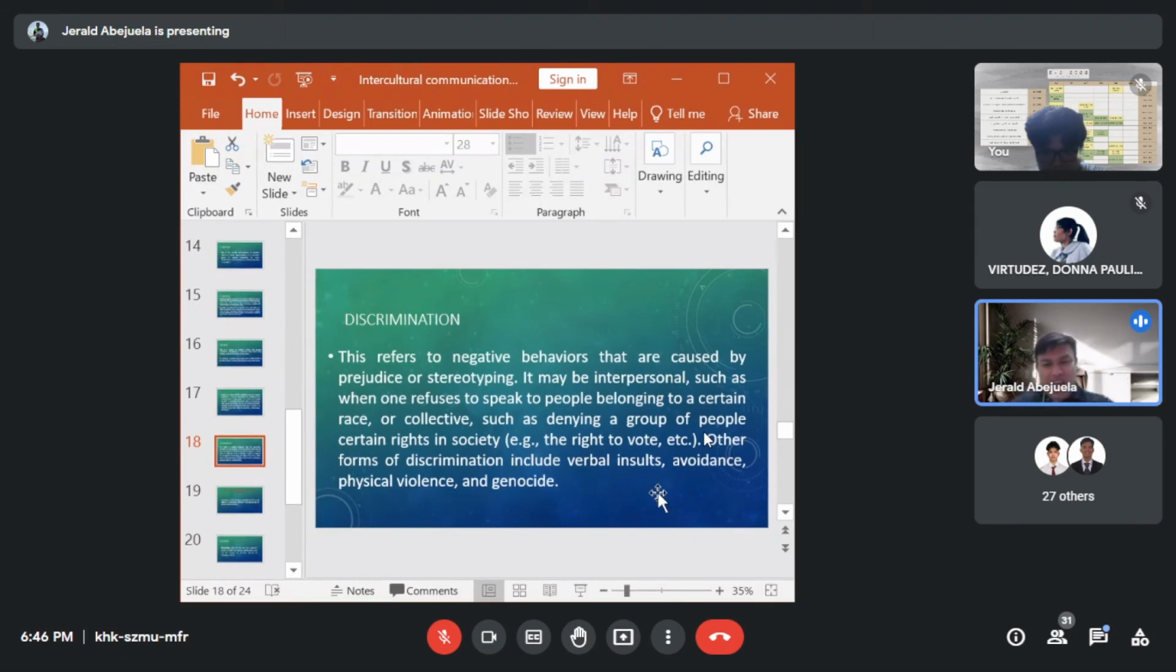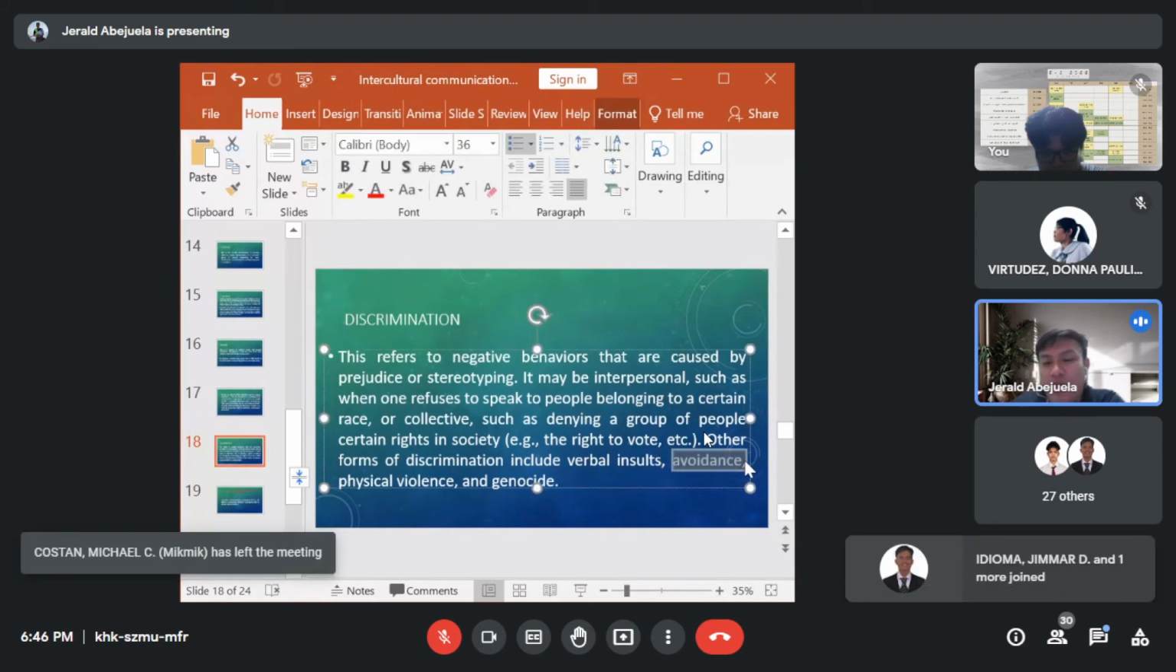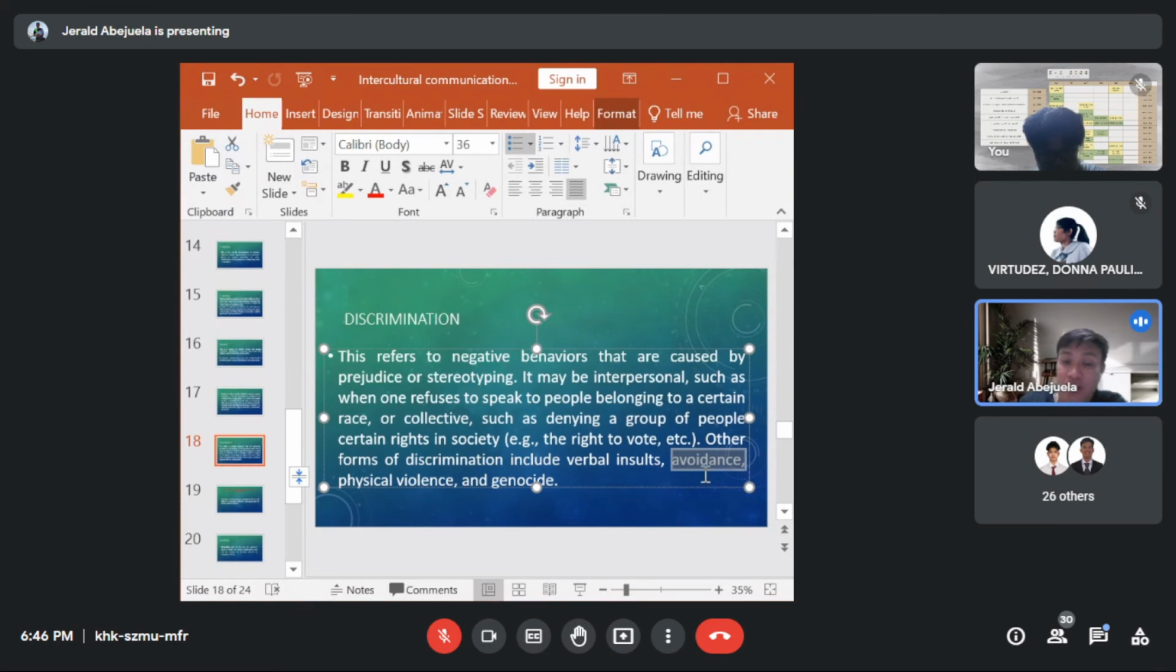So meaning to say, kahit pala wala kang sinasabi, pero kapag ina-avoid mo yung isang tao na kausapin dahil maitim siya, dahil mahirap siya, dahil iba yung religion niya sa'yo, that is already a form of discrimination. And worse, making verbal insult on that person. Ayaw kitang kausap, maitim ka. That is verbal insult. Remember, people, that our language and our non-verbal actions tell messages. They tell a message and they do have interpretation.